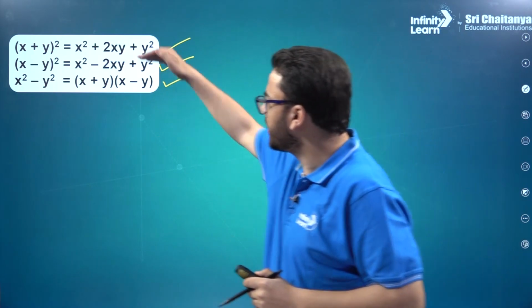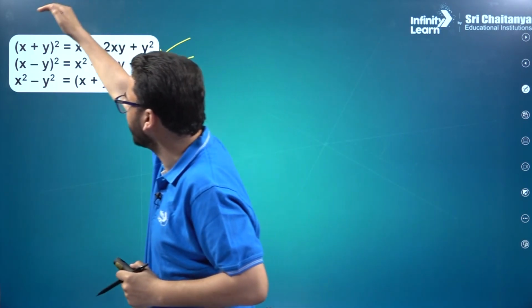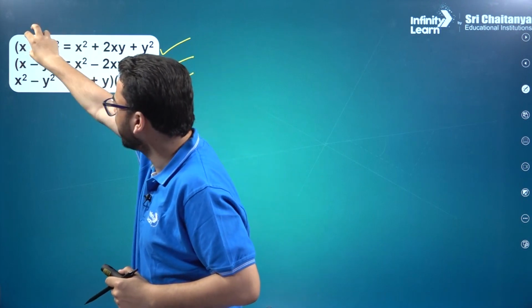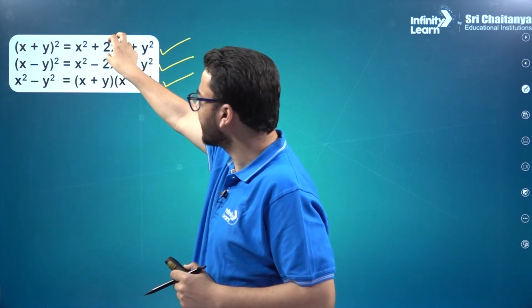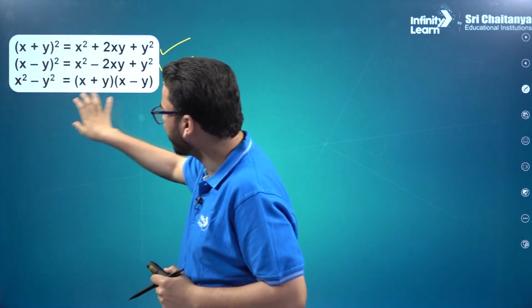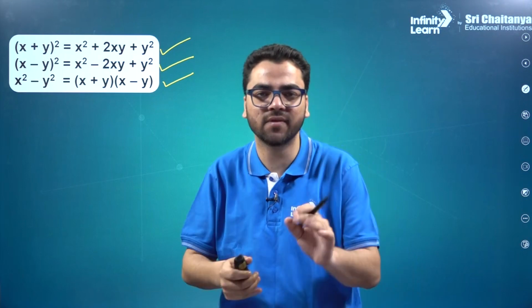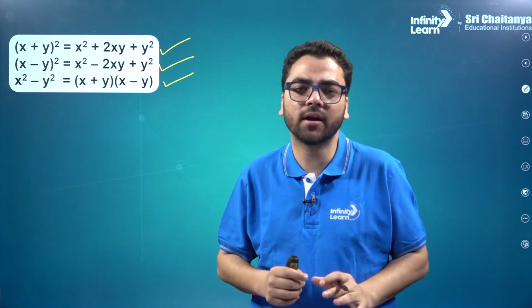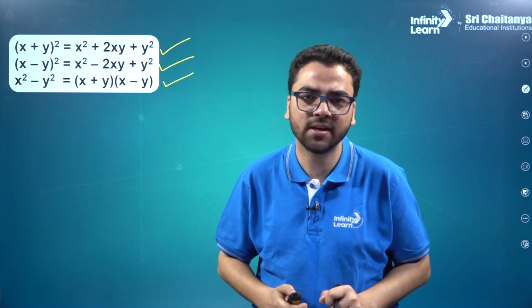The first one will be, if you factorize this one, you'll get the left hand side. If you factorize this one, you'll get the left hand side. If you multiply the left hand side, you can get the right hand side. And the same thing can happen in the third identity as well. Now that is a very simple thing. But let us do a very twisted question on the basis of this.